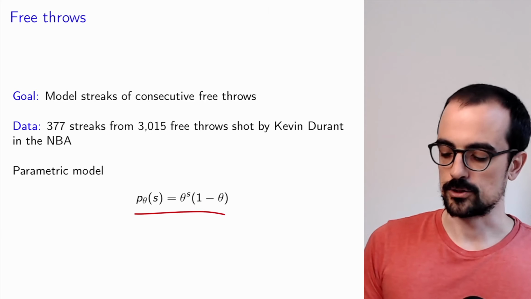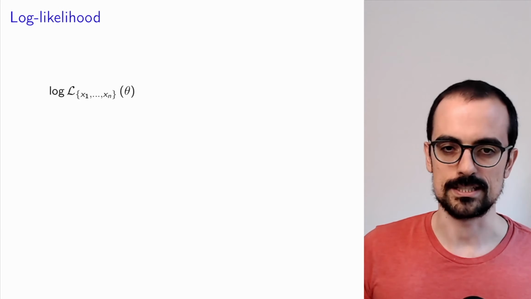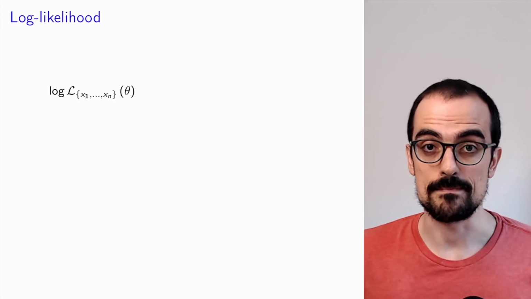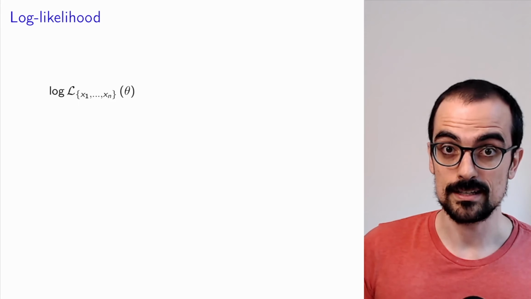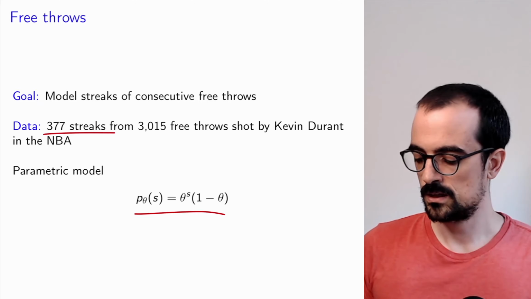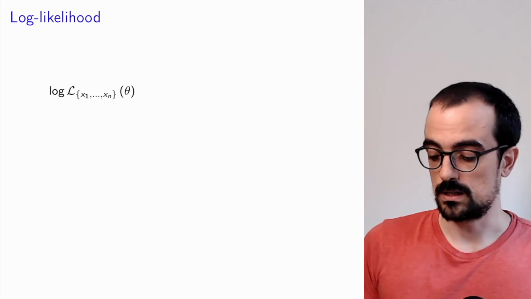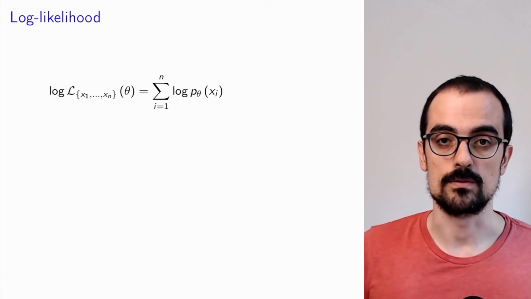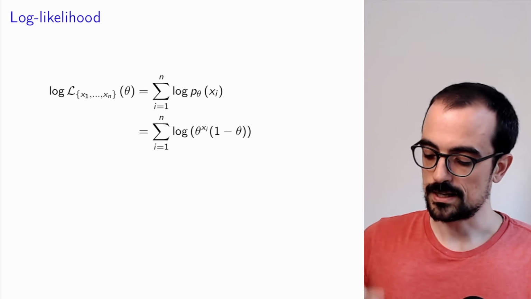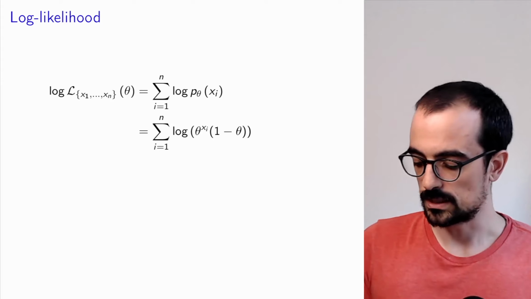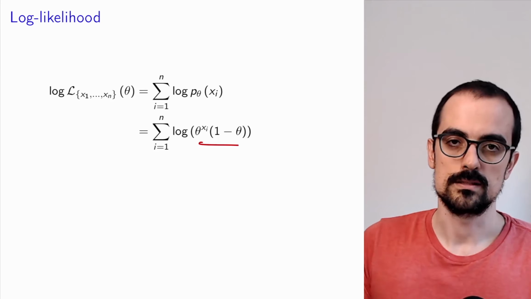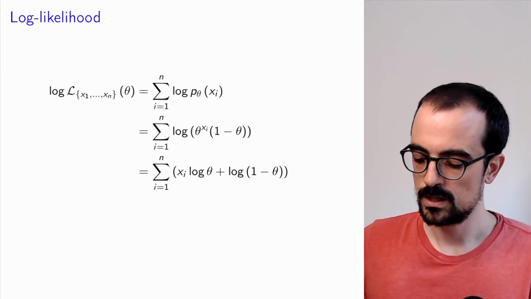But let's look at the log likelihood. The log likelihood is just the log of the product of the PMF evaluated at the data that we are seeing, which are these 377 streaks of different lengths. We're taking the log of a product, so that's just going to be the sum of the logs of our parametric model evaluated at those data points. So we plug in our parametric model, that's what it looks like, and now we expand things because we have a log of a product, so it's going to be the sum of the logs, and that's what we get.